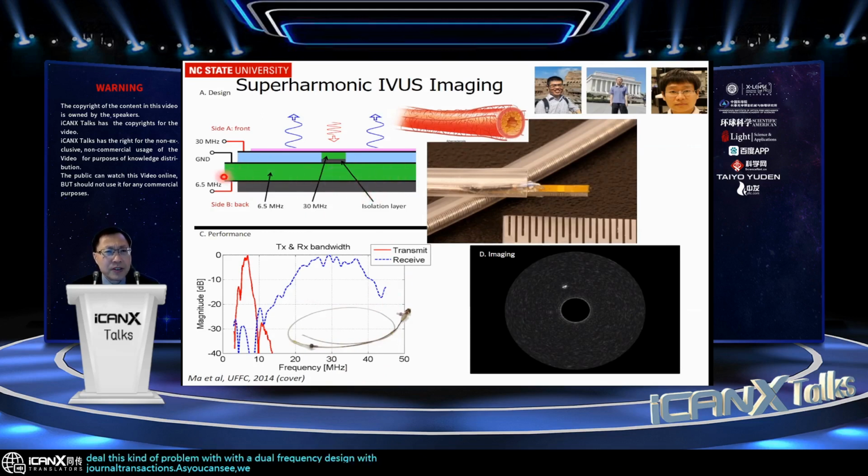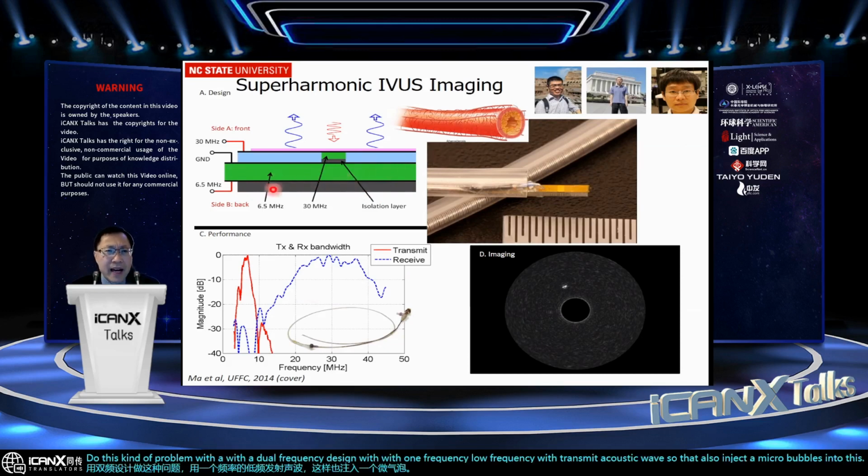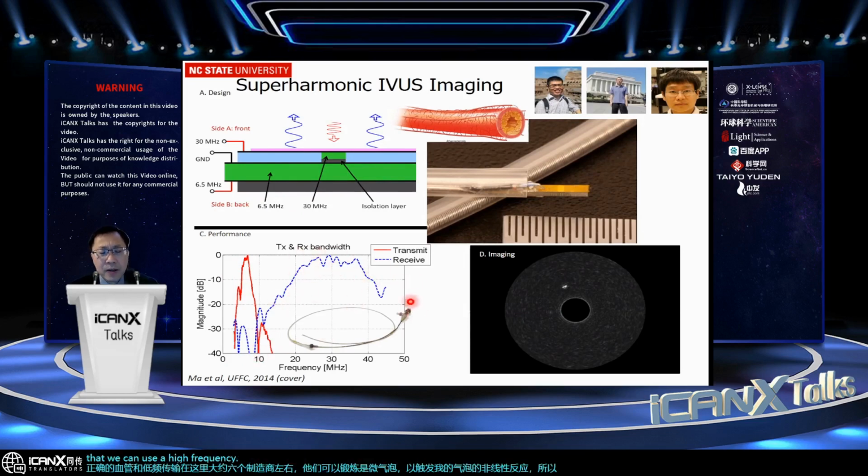With the low frequency, we transmit an acoustic wave, and we also inject microbubbles into these blood vessels, right? That low frequency transmission, about 6 megahertz or so, can excite these microbubbles to trigger the nonlinear response from the microbubbles, so that we can use a high frequency, in this case about 30 megahertz or so, to detect those higher harmonics to form this image. This is still related to contrast enhanced ultrasound imaging, but we do that at a higher resolution.